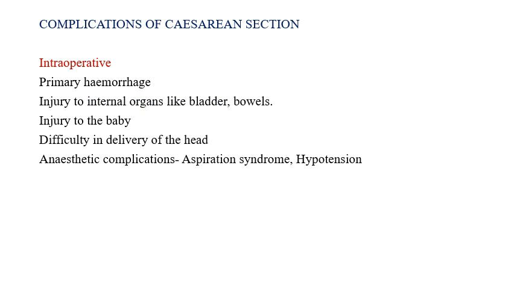Complications of cesarean section. First, the intraoperative complications like primary hemorrhage, injury to internal organs like bladder or bowels, injury to the baby, difficulty in delivery of the head, and anesthetic complications like aspiration syndrome or hypotension.